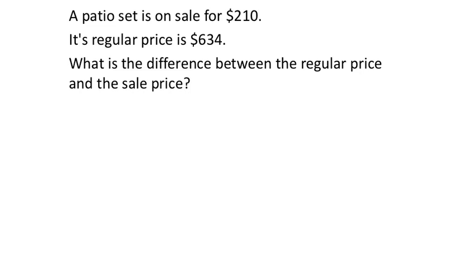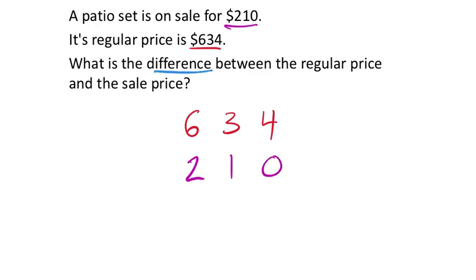Okay, so we have the regular price on this one, the $634. 634, 6 hundreds, 3 tens, 4 ones. And the new price is $210. So 210. It's asking for a difference, which is a subtraction problem. So we're going to take these two numbers and subtract them. And if you got these mixed up, you'd have 210 minus 634.